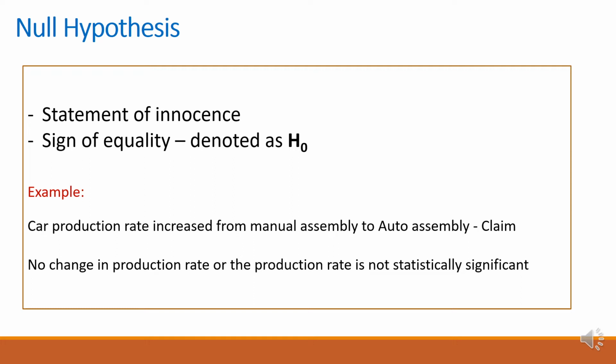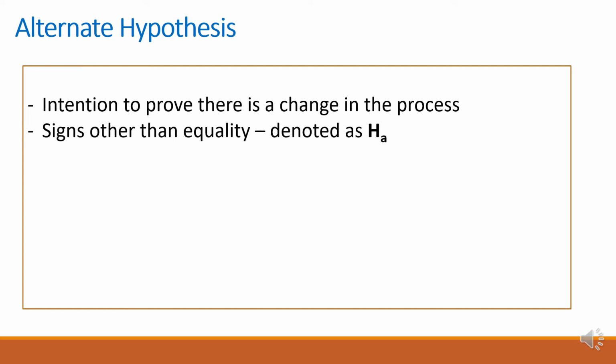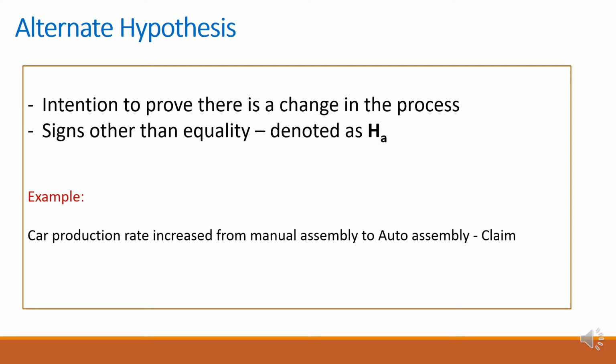Now we will go for the alternate hypothesis. So alternate hypothesis is always opposite to the null hypothesis. The intention is to prove there is a change in the process. What we discussed in the null hypothesis was no change, but in the alternate hypothesis we have to mention that there is a change in the process. So the sign is always other than equality in the alternate hypothesis. Alternate hypothesis is called HA.